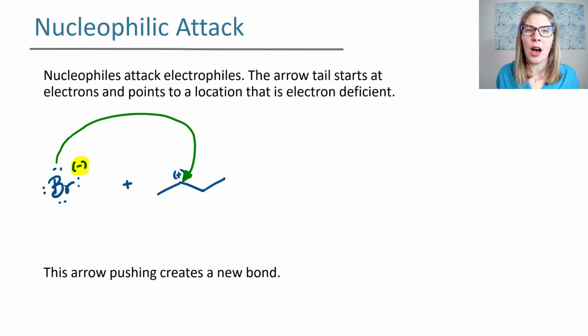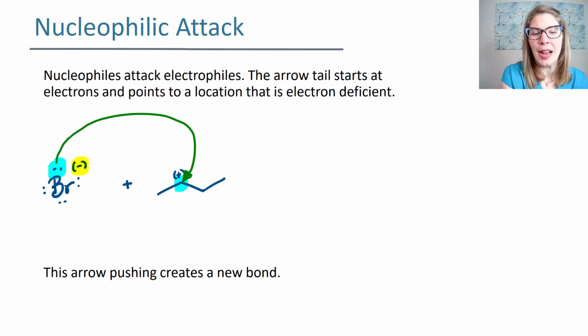So when we draw our arrows, if we're starting with nucleophilic attack, where we're trying to say this lone pair on bromine is going to form a bond with this carbon, then we start our arrow tail at a pair of electrons and we point that arrowhead to the carbon that bears the positive charge. We're not pointing it to the positive charge. We're pointing it to the carbon that has the positive charge.